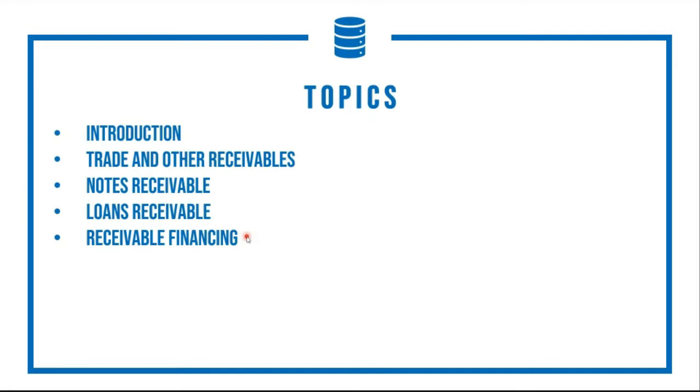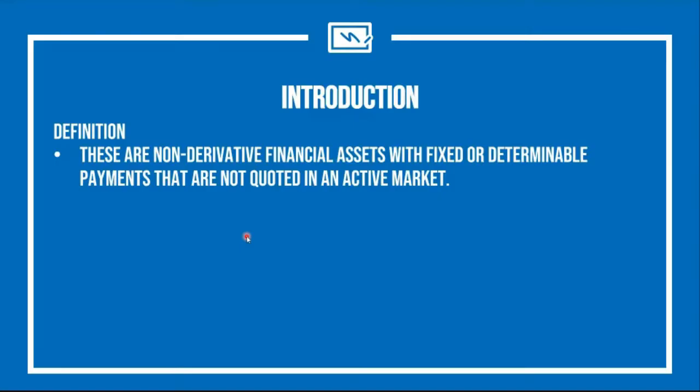So to start with, let us first have the introduction. For the introduction, let us first define our loans and receivables. By definition, loans and receivables are non-derivative financial assets with fixed or determinable payments that are not quoted in an active market. Okay. Although we will dissect it in our characteristics later on.